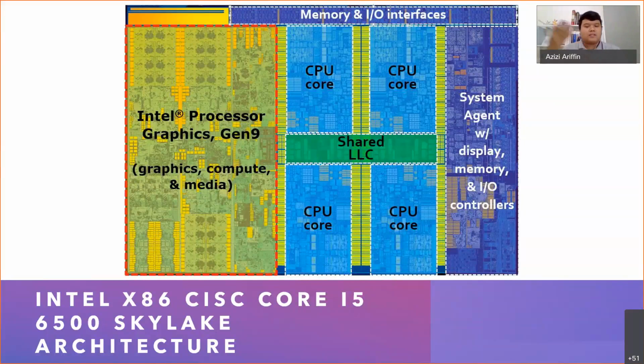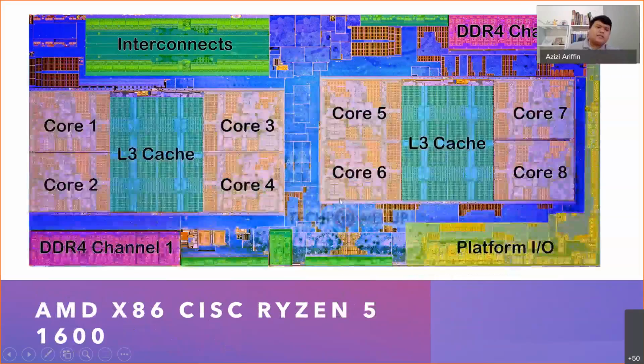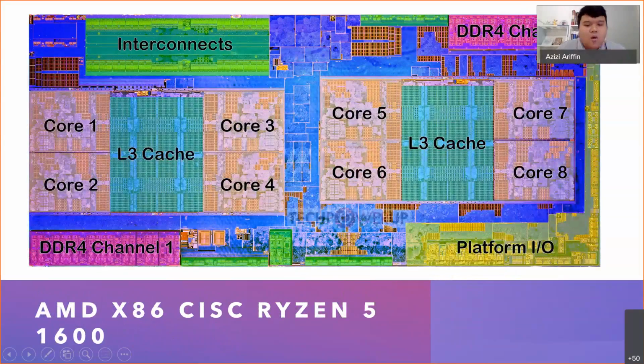So mungkin kalau kita i7 ataupun Intel Xeon, dia ada more cores in the same CPU die, right? So if we see AMD x86 complex instruction set Ryzen 5 1600. So ni bukan Ryzen 5 yang the latest one lah. Tapi still, if you see on Ryzen 5, dia boleh cram in 6 cores. Nampak? Dia ada L3 cache, dia ada DDR4 punya channels, dan dia ada platform I/O. So dia boleh cram in more cores. So core ni dia macam independent CPU dalam satu CPU punya die.